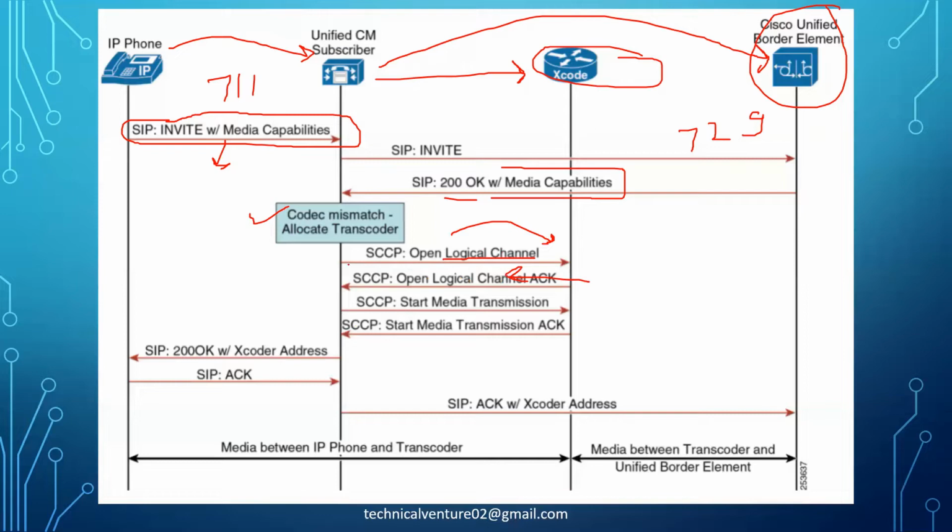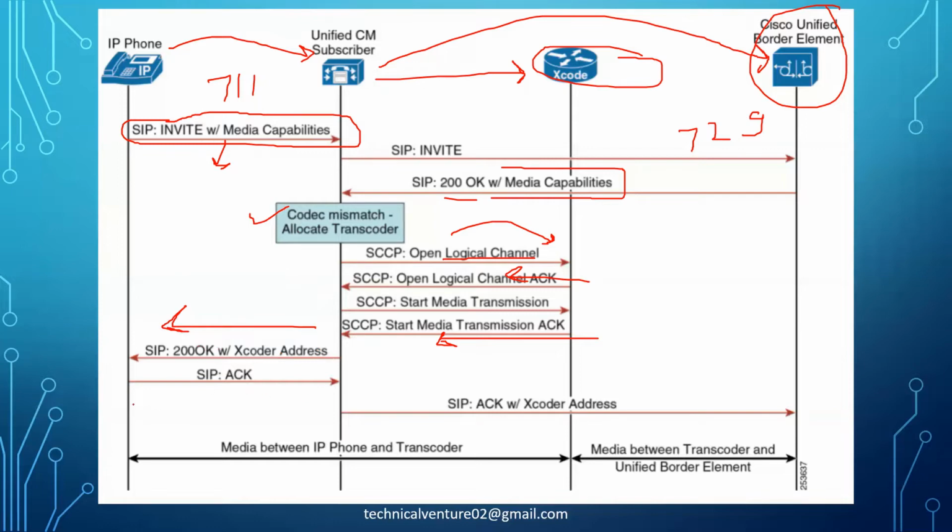And then your CUCM will say, start the media transmission between these two parties, like phone to transcoder and transcoder to CUBE. So it will say start media transmission and it will acknowledge it. And then CUCM will give the transcoder address to the IP phone. Since the INVITE was there, this Unified CM will send a 200 OK as a final response. So it will send 200 OK with the transcoder address. As soon as the IP phone checks, okay, there's a transcoder address, it will reach out to it.